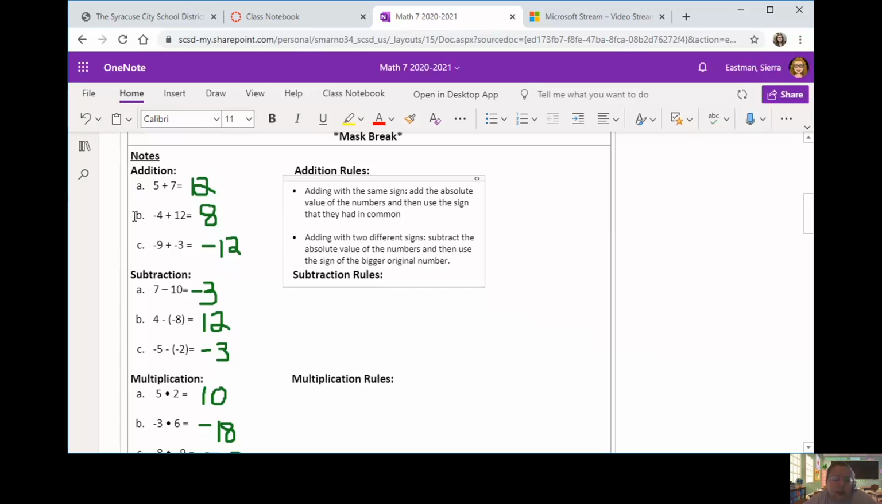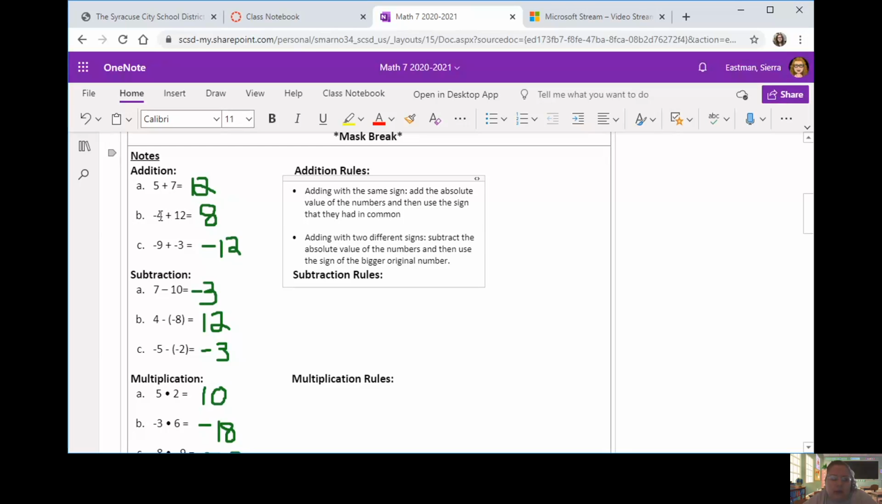That was for questions like B here. We have 1 negative and 1 positive. It doesn't matter what order they're in, but they have 2 different signs. That's the reason why I'm using this separate rule, and it tells me to subtract the absolute value.